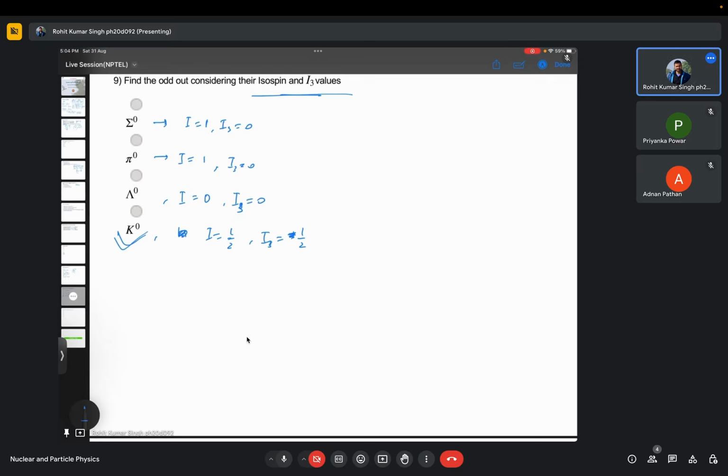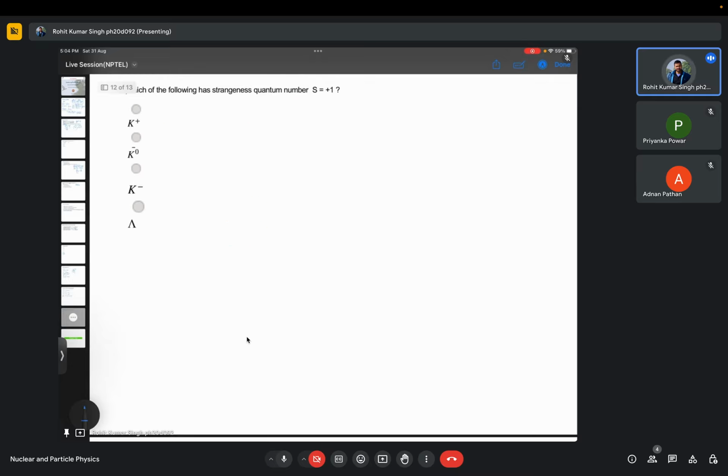Then let's go to the last problem that we have for today. Which of the following has strangeness quantum number S equal to plus 1? What do you think? By the way, looking at these particles, can you write the quark content without looking it up? Can you guess the quark content?